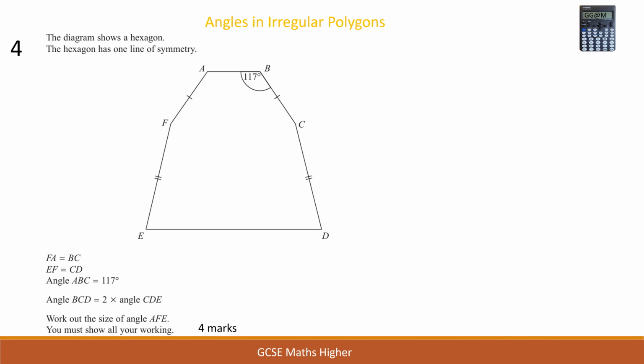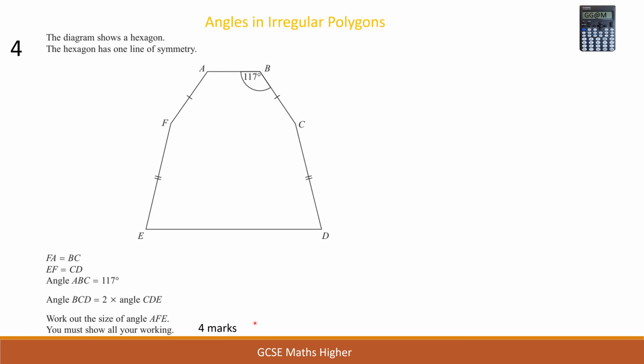This is a question on angles in irregular polygons. So this is an irregular polygon that you can see in front of you because all the sides of this shape are not the same length. That's what makes it irregular. Read through the information in the question, have a go at working out the answer, then press play when you're ready to hear the answer.